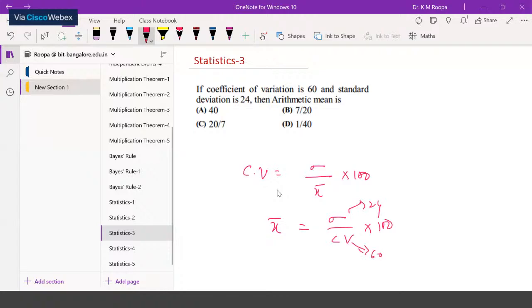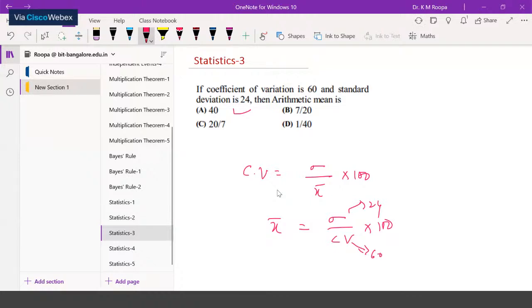Tell me a quick answer. What's the answer of this? Please give me a quick answer. The coefficient of variation formula is written on the board. Yeah, it's 40. 40 means which option? Option A is the correct answer. Better you practice giving the answer in terms of option A, B, C.